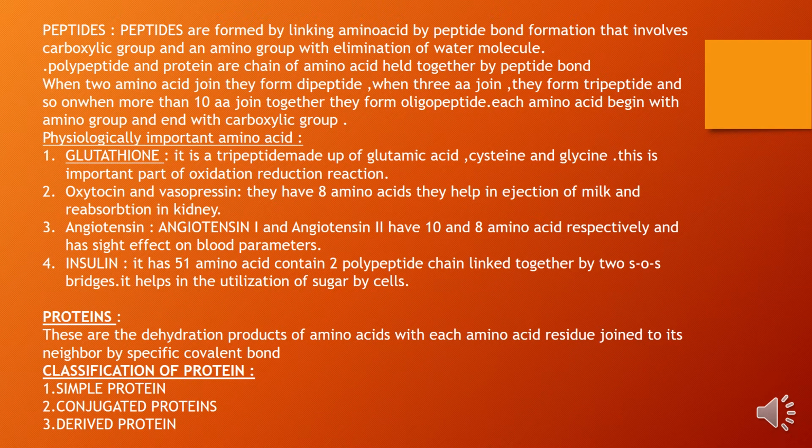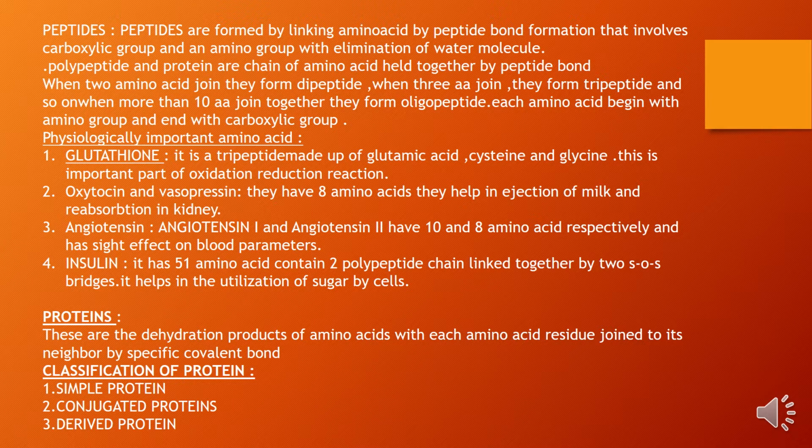Peptides. What are peptides? Peptides are formed by linking amino acids by peptide bond formation that involves the carboxylic group and amino group with the elimination of a water molecule. Polypeptides and proteins are chains of amino acids held together by peptide bonds. When two amino acids join together, they form a dipeptide. When three amino acids join, they form a tripeptide, and so on. When more than 10 amino acids join, they form an oligopeptide. Each amino acid begins with an amino group and ends with a carboxylic group.